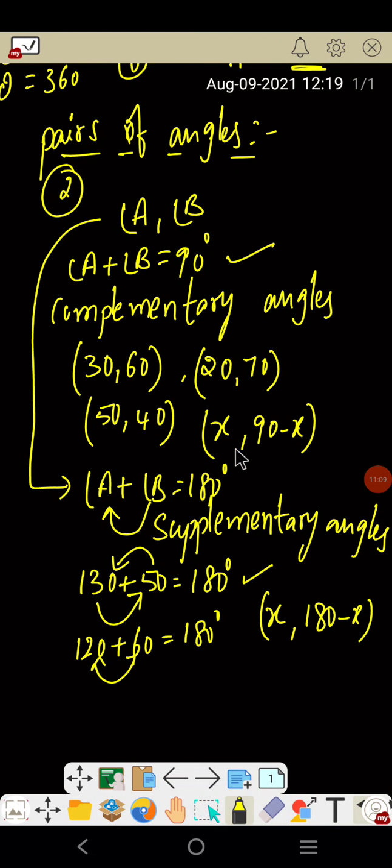Same as this one. If one angle is x, then the complementary of x is 90 minus x. Same like that, if one angle is x, then the supplementary angle of x is nothing but 180 minus x.